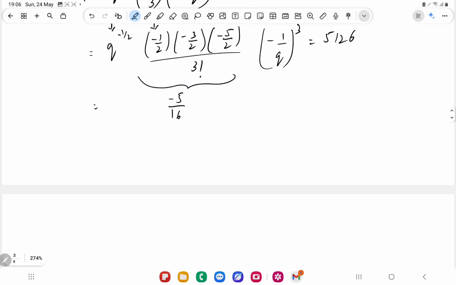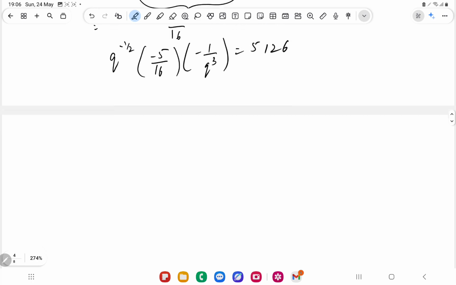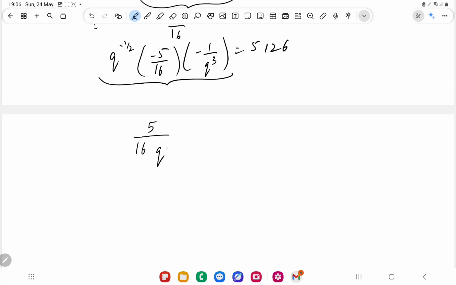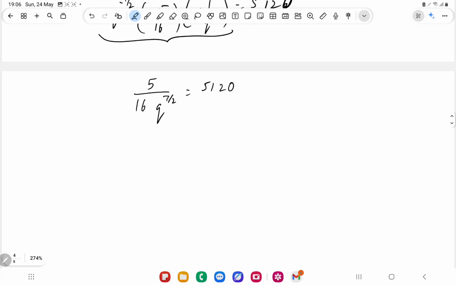So I can copy it here. It will be q to the power minus half, minus 5 by 16, multiplied by 1 by q cube, as 5126. Now we just have to rearrange and simplify. Upon rearranging this entire thing, I will get 5 upon 16 q to the power 7 by 2, and I can equate this with 51. Okay, my apologies, it was 5120, not 5126. You have to correct it earlier also.